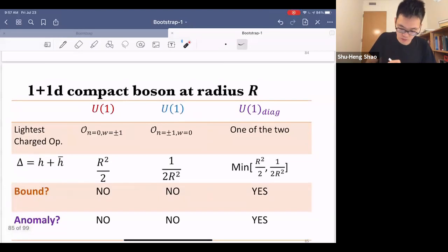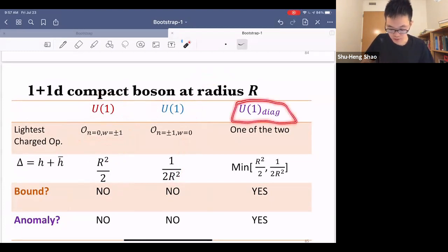If you look at the U1 winding symmetry, the lightest charge operator is the lightest winding operator, and its scaling dimension is given by this. This is all s equals 1. And therefore, you can take the radius to be arbitrarily large and make the lightest charge operator arbitrarily heavy. And vice versa, if you look at just the U1 momentum symmetry, you can make the radius arbitrarily small to push your lightest charge operator to arbitrarily heavy.